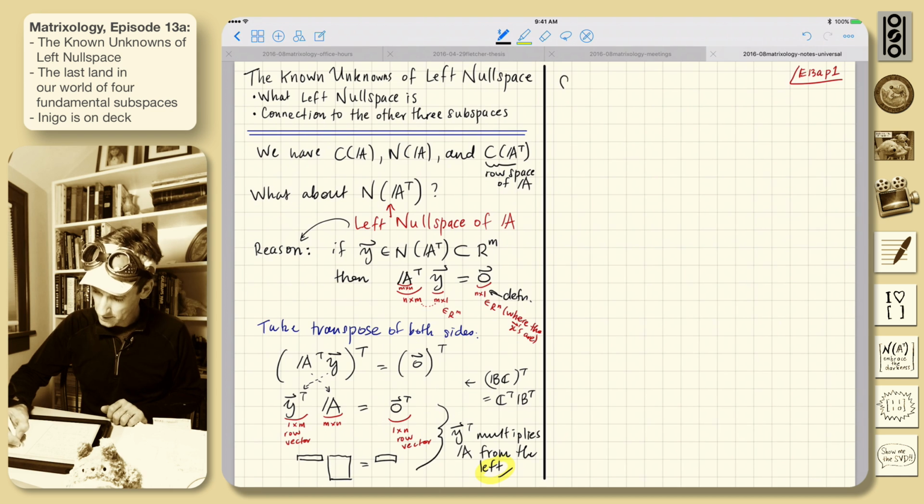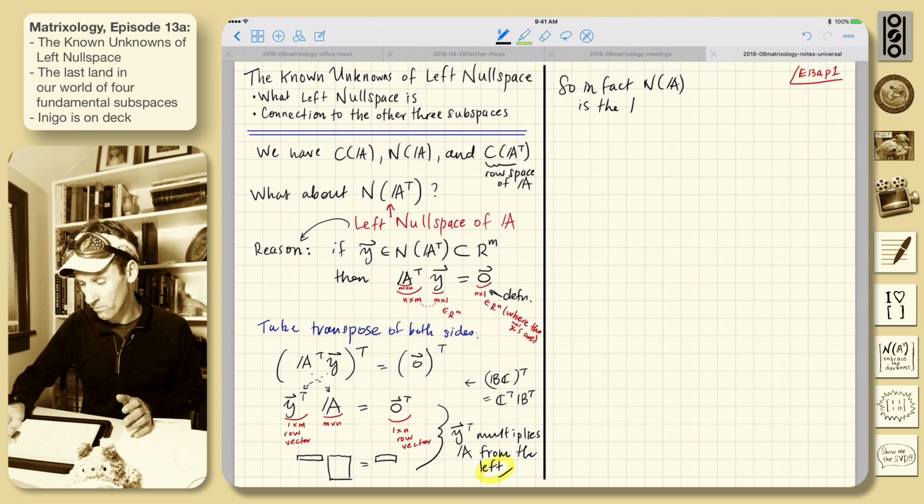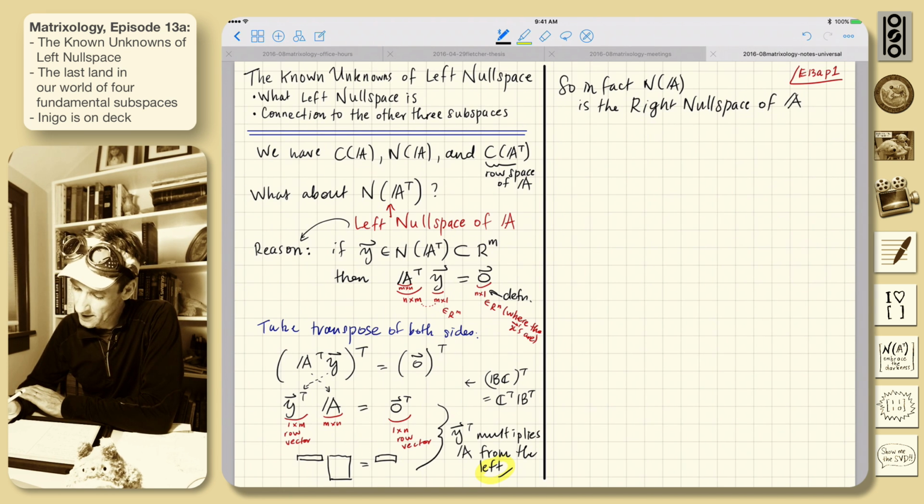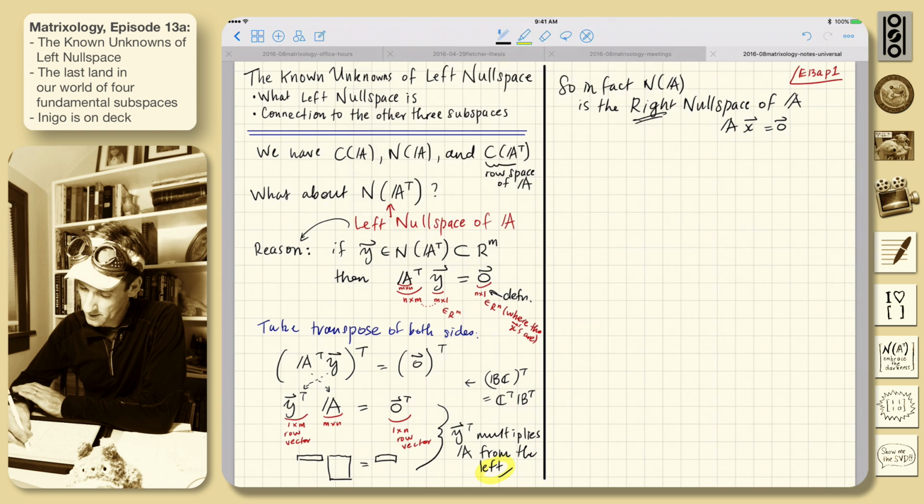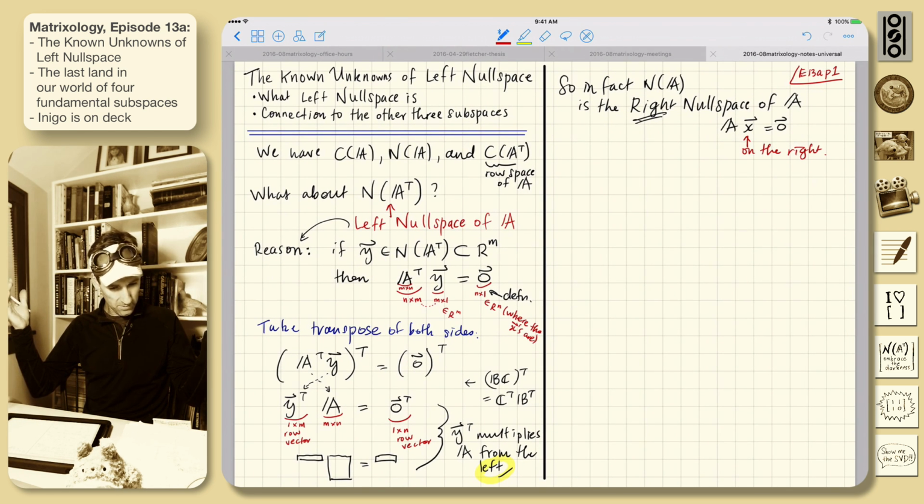So in fact, the null space of A is technically the right null space of A. We could have said that from the start. We didn't need to hide it, did we? But we did. So in fact, it's the right null space of A because it's Ax = 0, and this is on the right. Yeah. Okay. So we know all sorts of things about this straight away.